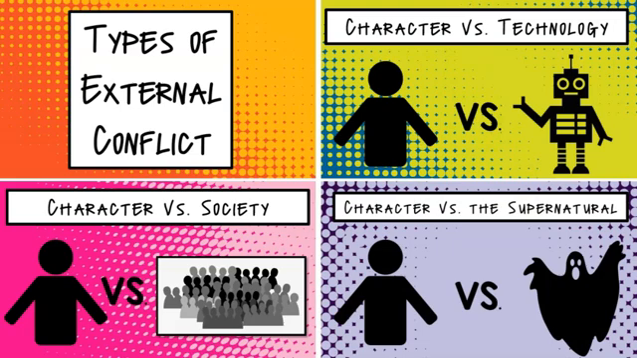And character versus the supernatural. For example, in A Christmas Carol by Charles Dickens, the main character, Ebenezer Scrooge, is visited by three spirits to show him how his past, present, and future actions negatively affect his life.